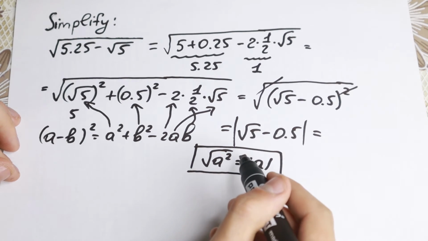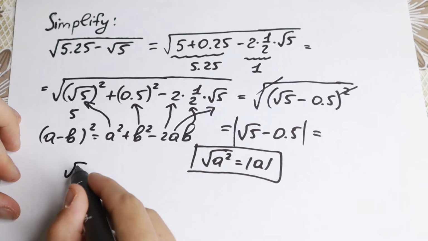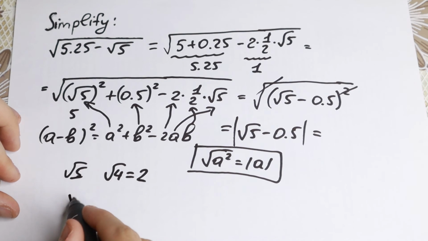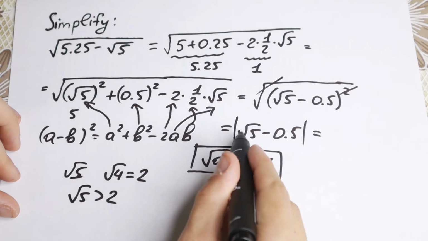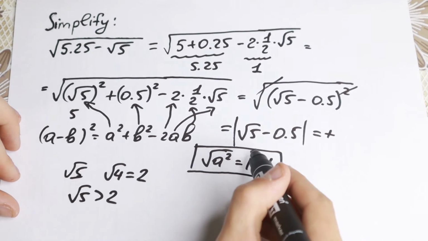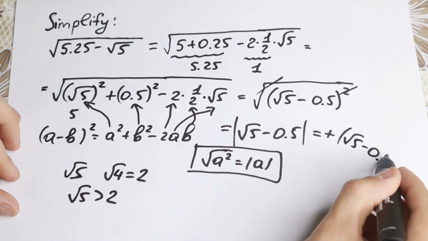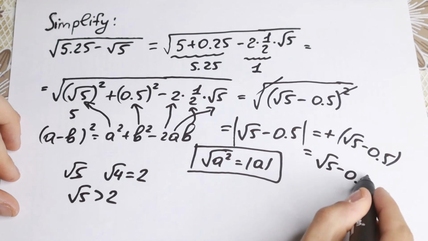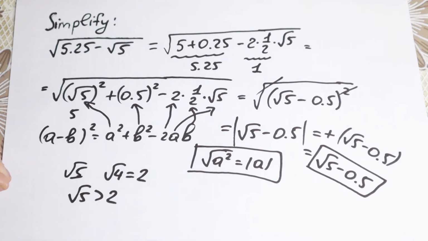Okay, square root of 5 and 0.5. What about this number? We know that square root of 4 is equal to 2, and square root of 5 will be greater than 2. So if we subtract 0.5 from a number greater than 2, we will have a positive result. So we don't need the absolute value, but we need to write it. So square root of 5 minus 0.5 equals +1 times square root of 5 minus 0.5. And this is our final answer to this interesting problem.